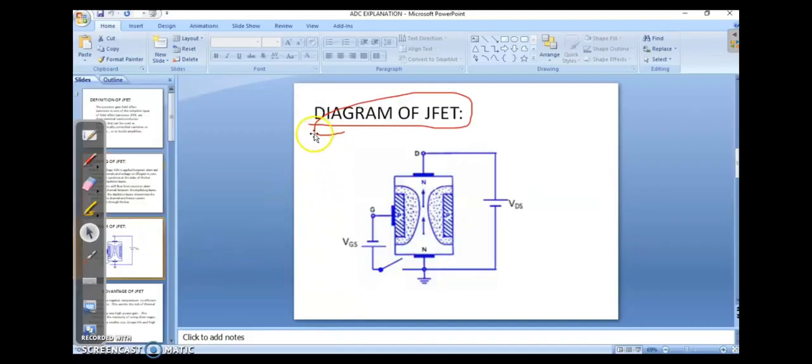And next we'll see the diagram of the JFET. JFET is a three-terminal semiconductor device with the gate, drain and source. Current conduction is by one type of carrier, electrons or holes.